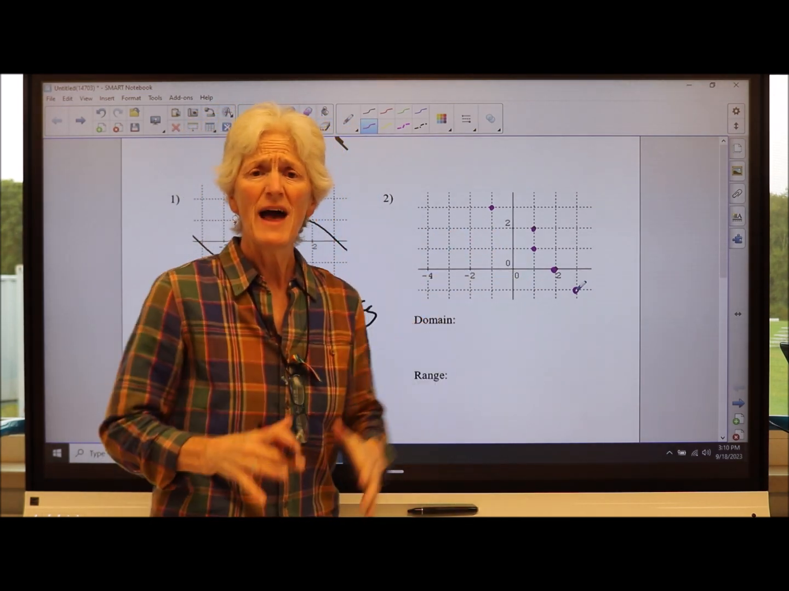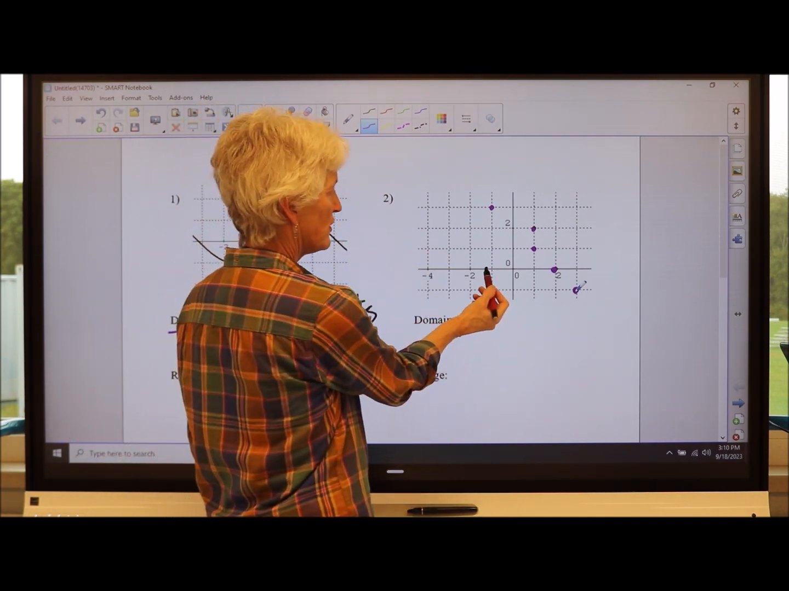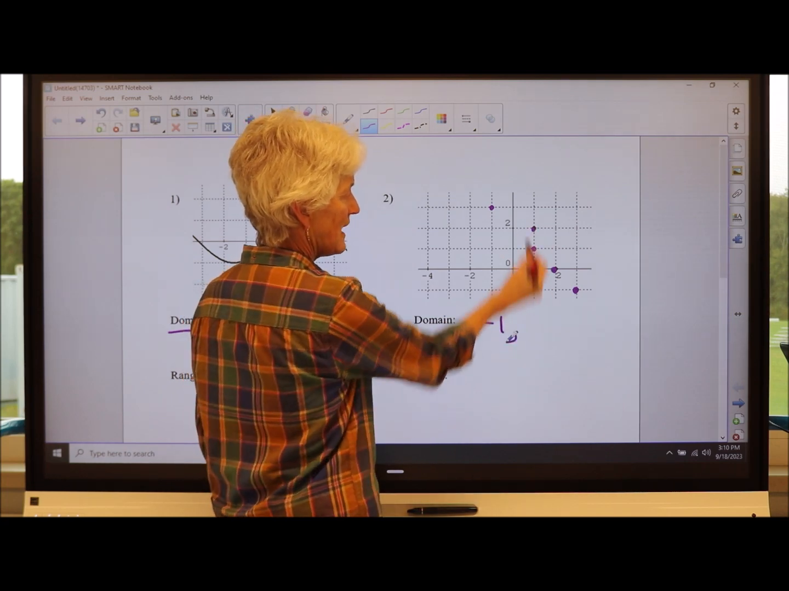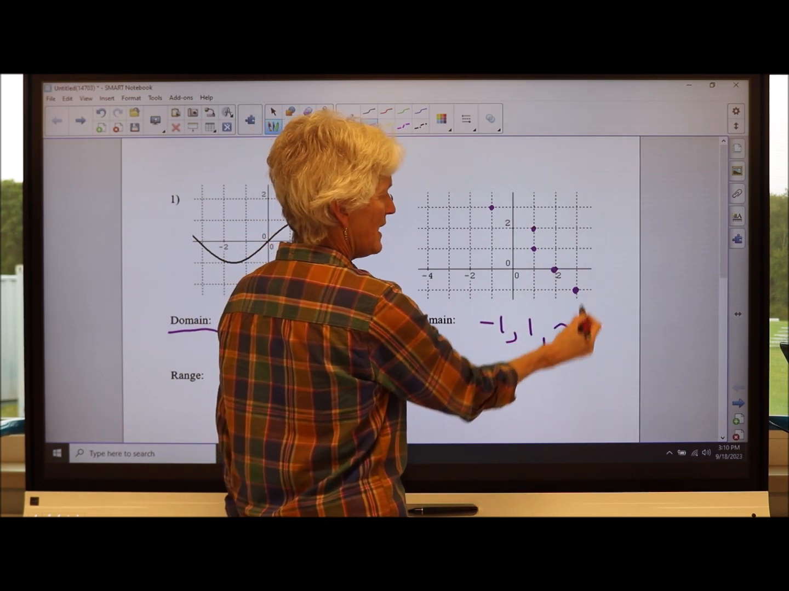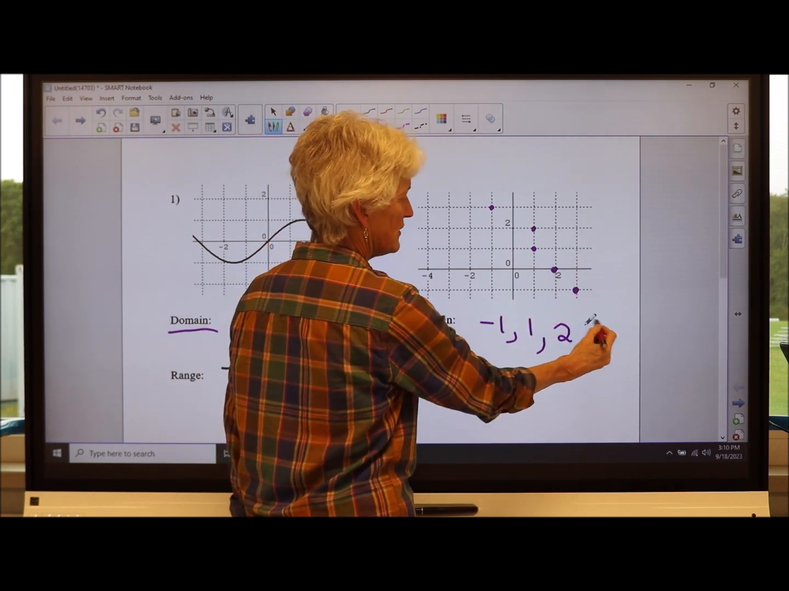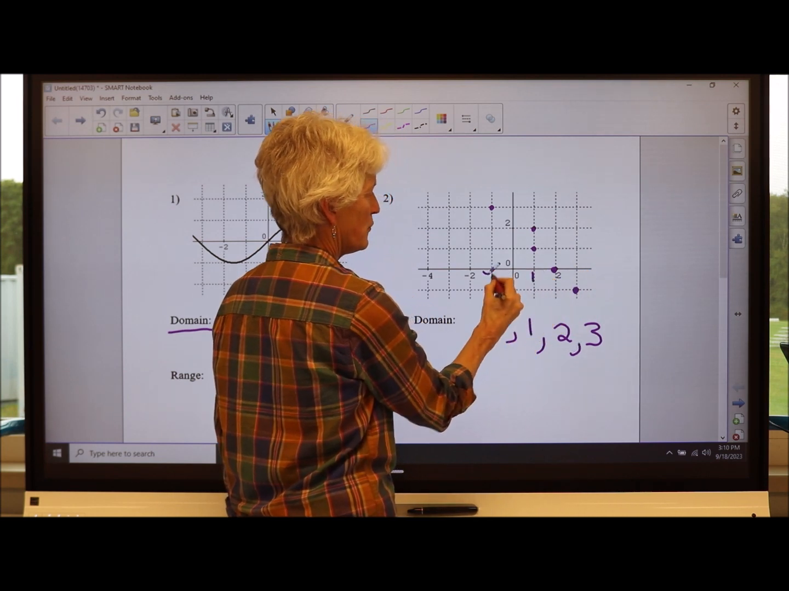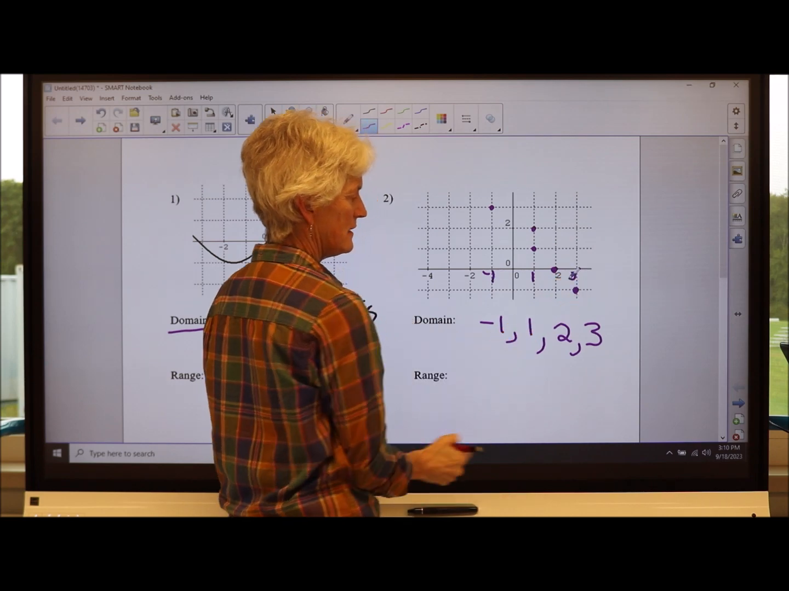So what x values are participating in this relation? Well, just this x value, which is negative 1, just this x value, which is 1, just this x value, which is 2, and just this x value, which is 3. Right? Here's 1, here's negative 1, boink, boink, boink, and 3.